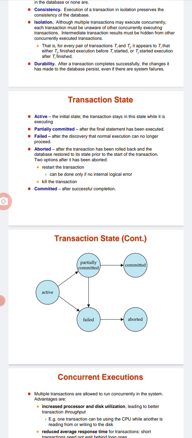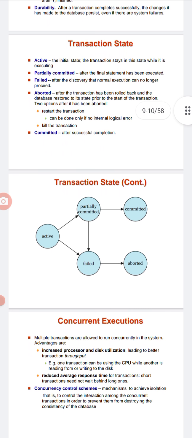Next is aborted. After the transaction has been rolled back, the database is restored to its state prior to the start of the transaction. Two options after it has been aborted. First is to restart the transaction, but there is one condition: there must be no internal logical error, otherwise we can kill the transaction. And committed means after successful completion we get committed.